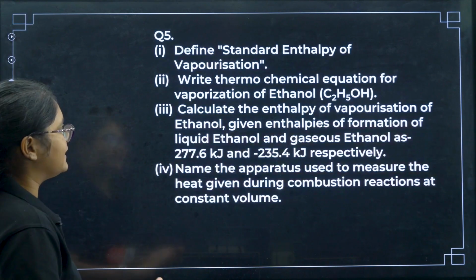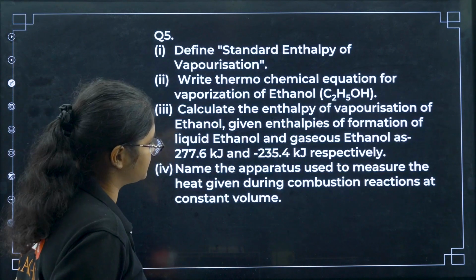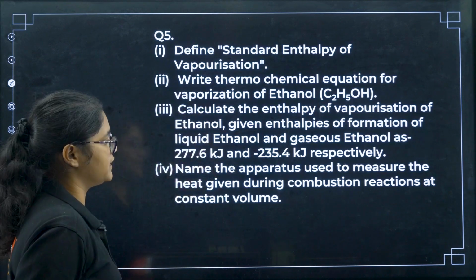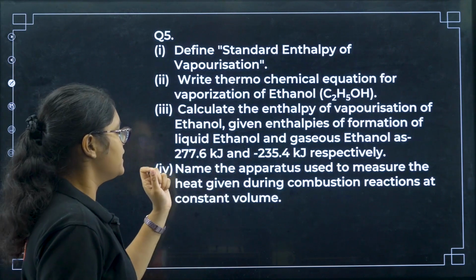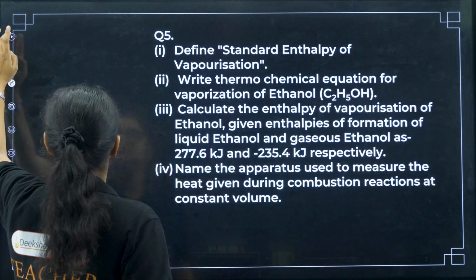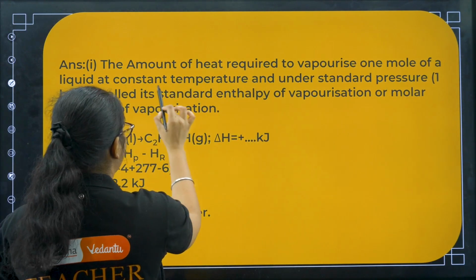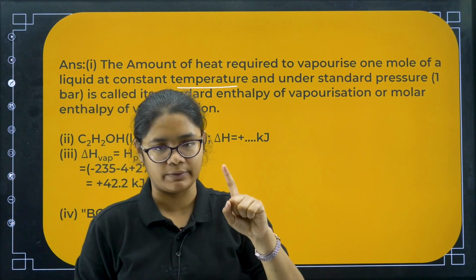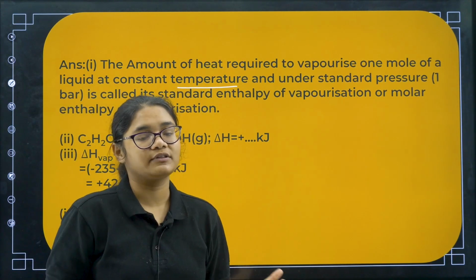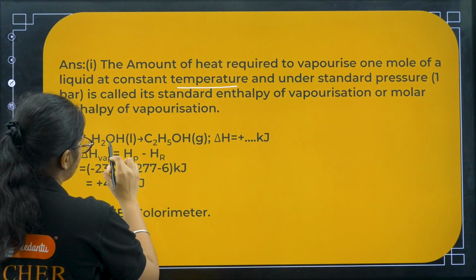Okay. Next, what is standard enthalpy of vaporization? Write the thermochemical equation for vaporization of ethanol. Calculate the enthalpy of vaporization of ethanol given the enthalpies of formation of liquid ethanol and gaseous ethanol. Name the apparatus used to measure combustion reactions at constant volume. Okay. So enthalpy of vaporization means the amount of heat required to vaporize 1 mole of a liquid at constant temperature. You have taken 1 mole of a liquid at one constant temperature. If you are vaporizing it, the energy you need to give to the system is called the enthalpy of vaporization.